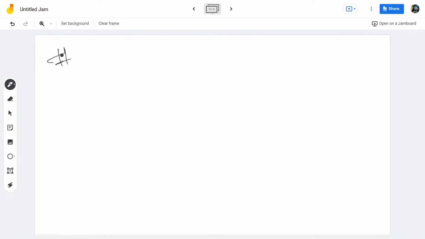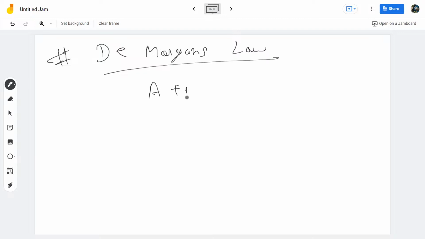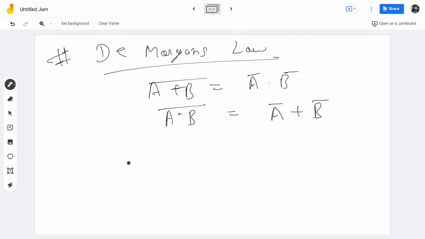Let's see one more law. This law is De Morgan's law. So De Morgan's law says the complement of a plus b is equal to complement of a times complement of b, and the complement of a times b is equal to complement of a plus complement of b. So this is De Morgan's law.